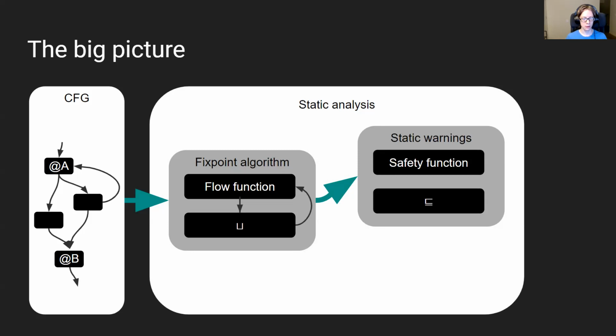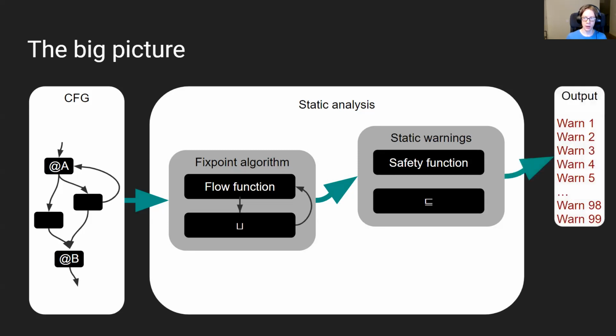And then we pass it to the second portion, which gives static warnings. So this has a couple of pieces that basically tell the analysis how to determine where the analysis results are okay and where they are concerning and should give a static warning to the programmer. So we run the whole program through this, and we end up with some output, which is a bunch of static warnings.